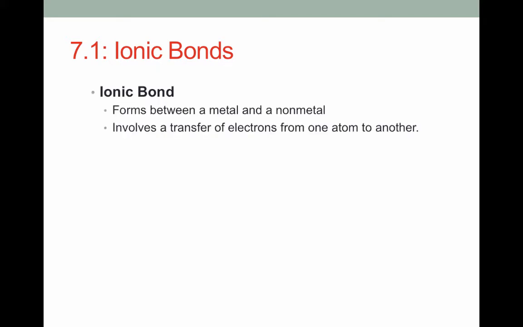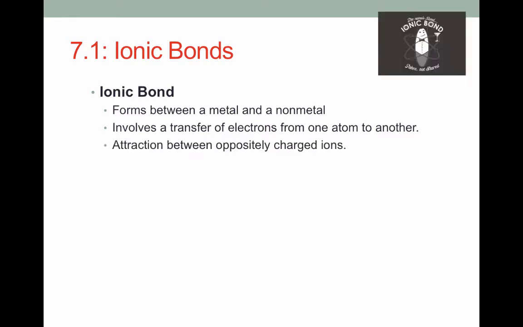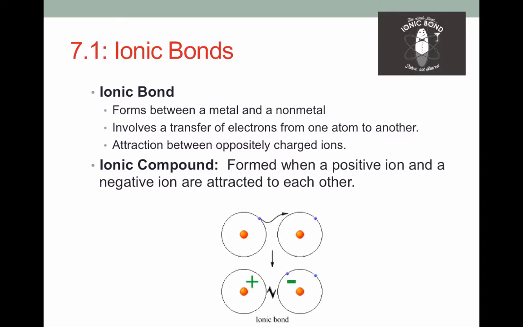An ionic bond is formed between a metal and a nonmetal atom. So anytime you see a compound that contains a metal and a nonmetal, you know you have an ionic compound, held together by an ionic bond. It involves a transfer of electrons from one atom to another. So, when the electrons are transferred from one atom to another, the atom that loses the electron becomes a positive ion. The atom that gains the electron becomes a negative ion. As we know, opposite charges attract, so that positive ion will now attract the negative ion, forming an ionic bond.